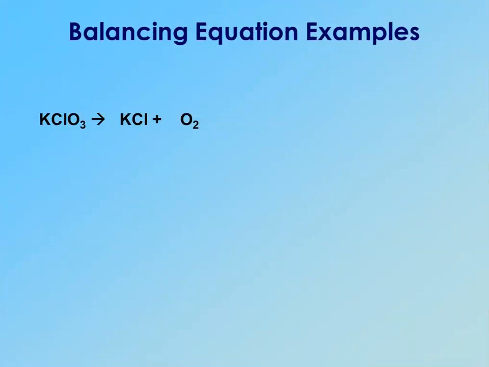So in our first example here, we have KClO3 making KCl and O2. We see that to start with, potassium is balanced. You have one potassium on both sides, and you have one chlorine on both sides. But there are 3 oxygens in KClO3 and only 2 oxygens in O2. So to find something that both oxygens have in common, we're going to go to the multiple between them, which would be 6.